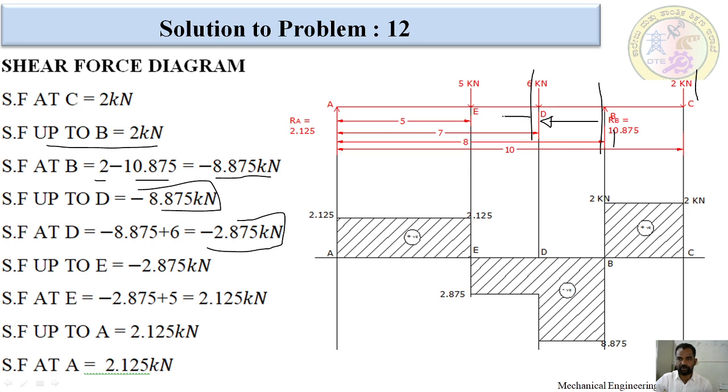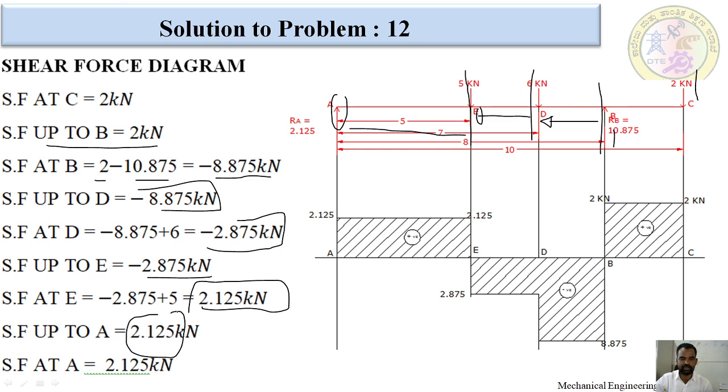After that I am going to have up to E point. Up to E point we have the same load, negative 2.875. After that I am going to take the section over here, from right to the section. Up to here we had negative 2.875. This is positive, so we will get 2.125. Up to A point we have the same, and at A point also we have the same value.